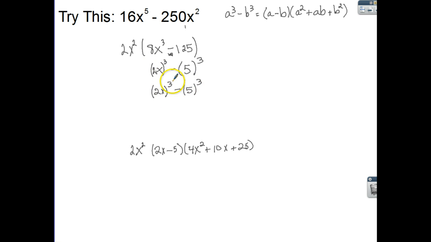So now that we've got this in this form, we've identified what our a and our b are. And we go up here to our formula, and we plug in a and b. Of course I've already brought down the common factor that I took out to start with. It'd be a mistake to not include that when the directions are to factor. But back to this, it's going to be a minus b, which is 2x minus 5, times a squared. Now when you take 2x and you square it, you have to square both of them. Square the 2 and get 4, square the x and get x squared. So it's 4x squared plus a times b is going to be 10x plus b squared is 25.